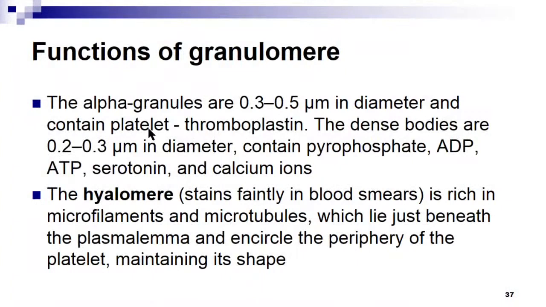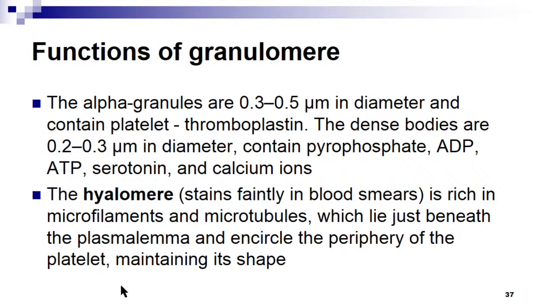Functions of granulomere. The alpha granules are 0.3–0.5 micrometer in diameter and contain platelet thromboplastin, special factor. The dense bodies are 0.2–0.3 micrometers in diameter and contain pyrophosphate, ADP (adenosine diphosphate), ATP (adenosine triphosphate), serotonin, and calcium ions.